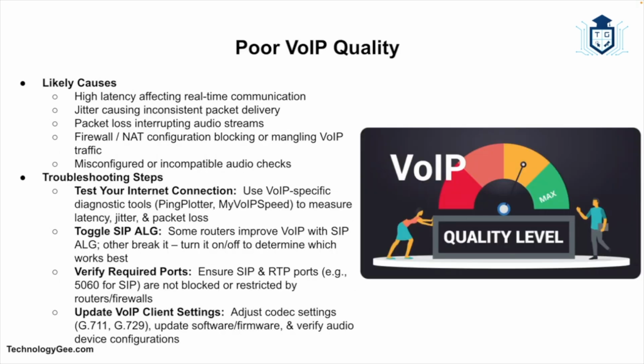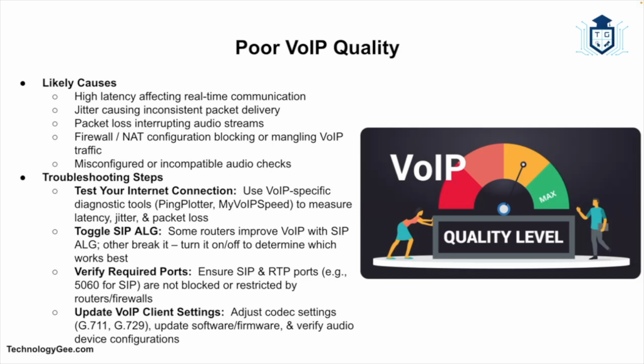Another issue is poor voice over IP quality. So if you're dealing with a robotic voice, choppy sound, echo, or just one-way audio, then VoIP issues can be brutal when you're trying to look professional. So what's really going on here? Well, you're dealing with high latency or jitter, packet loss, firewall or network address translation issues, or misconfigured codecs. So how do you fix this?